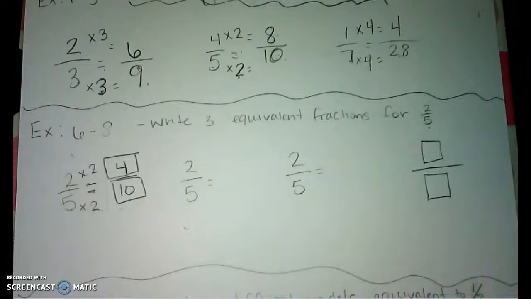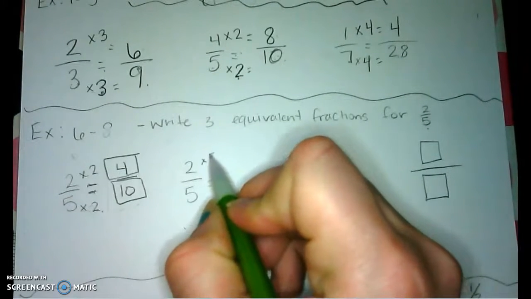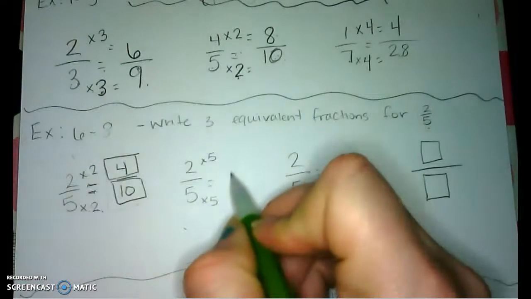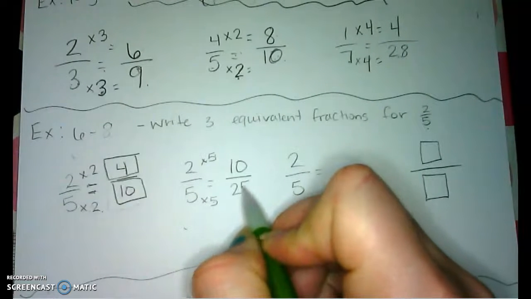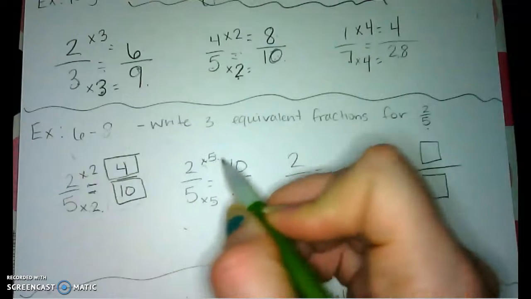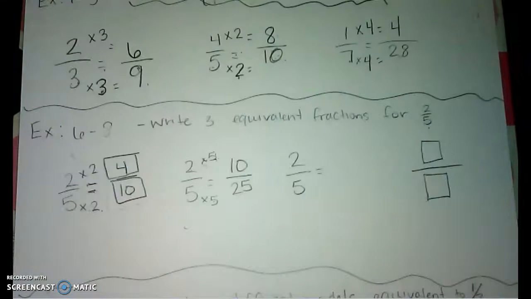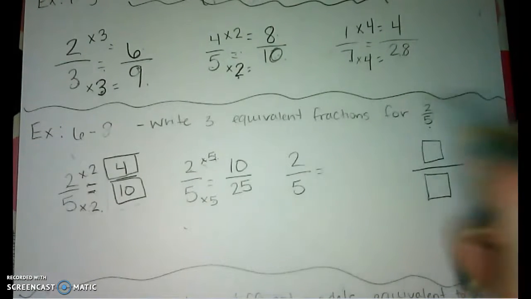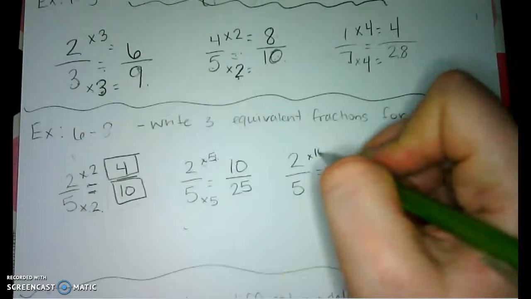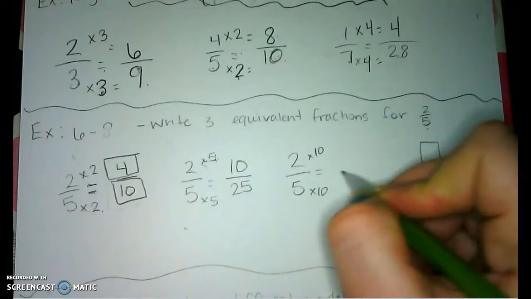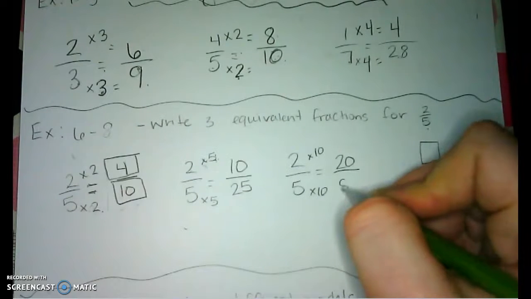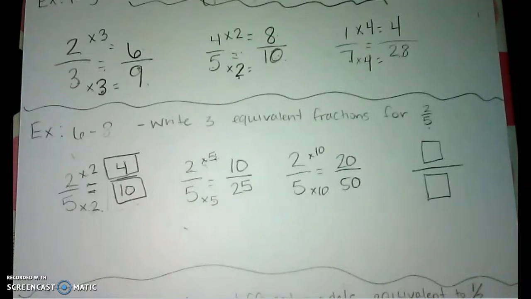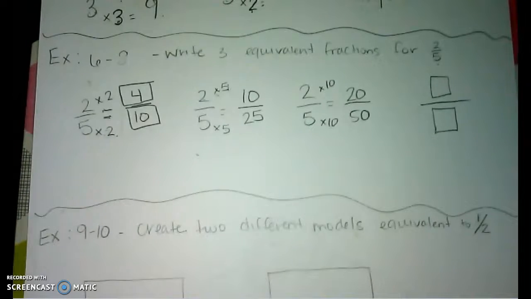And then the next one, I think 5s are really easy, so I'm going to multiply by 5. 2 times 5 is 10. 5 times 5 is 25. You could always do times 3, times 4, times whatever, as long as you do the same on the top and the bottom. And then the next one, I'll do times 10, because it's super easy too. We just add a 0 to them, right? So 2 times 10 is 20. 5 times 10 is 50. Okay, those are all equivalent fractions and examples for questions 6 through 8.